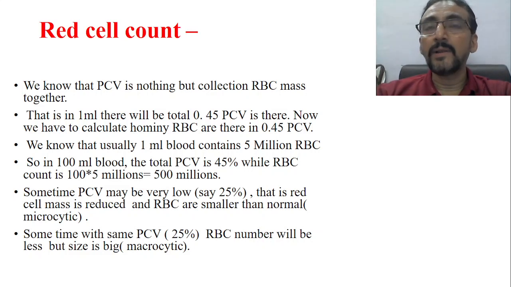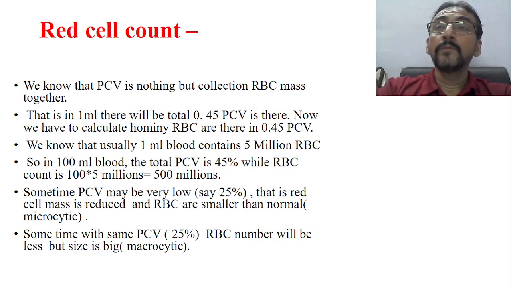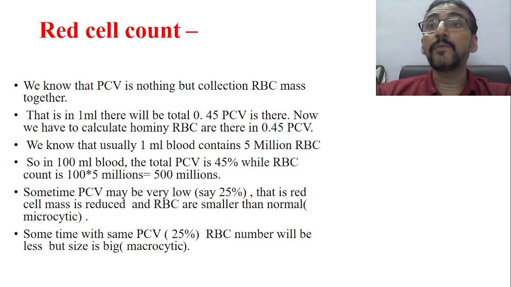अगर मैं लेता हूँ 100 ml में, मुझे पता है कि 45% PCV है. ये जो 45% PCV आ गया, उसमें एक्चुअली काउंट किया तो कितना RBC है, that I have to understand. So this indicates the red cell count. Now, how to calculate this red cell count? Very simple. We know that usually 1 ml of the blood contains about 5 million RBCs. Okay, 1 ml blood में कितना RBC है? 5 million RBCs are there.